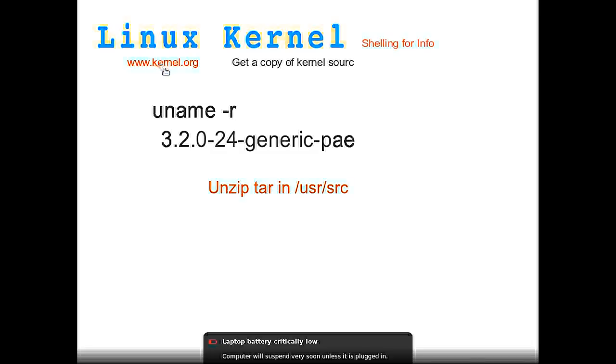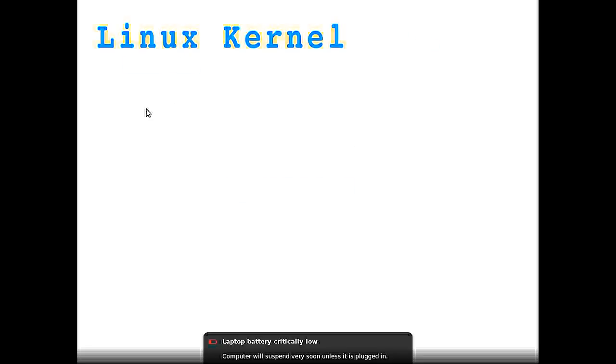After you get a copy of the current kernel source, you can unzip it inside of your /usr directory under src. Well, that's going to do for this tutorial.